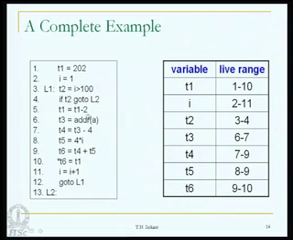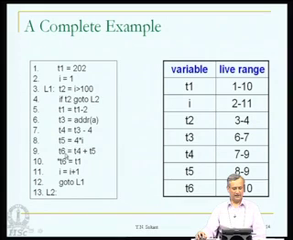So, T1 equal to T1 minus 2, T3 equal to address A, T4 equal to T3 minus 4, T5 equal to 4 star I, T6 equal to T4 plus T5, star T6 equal to T1, I equal to I plus 1 and go to L1. So, this is the loop. There are 1, 2, 3, 4, 5, 6, 7 variables here, and here are the live ranges of the variables.